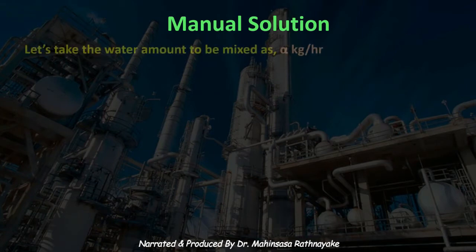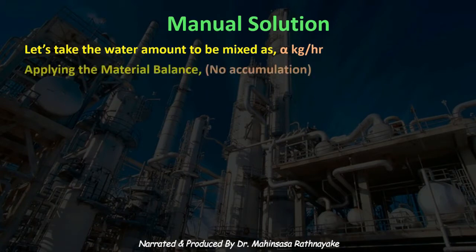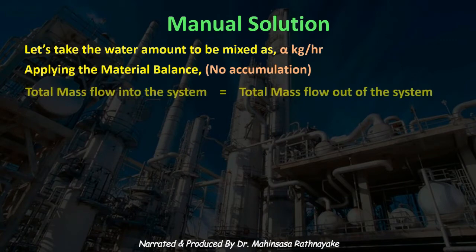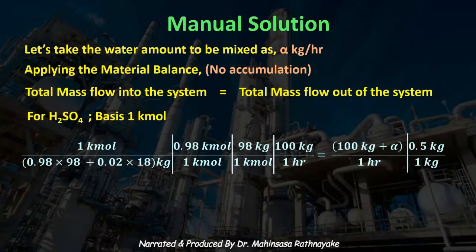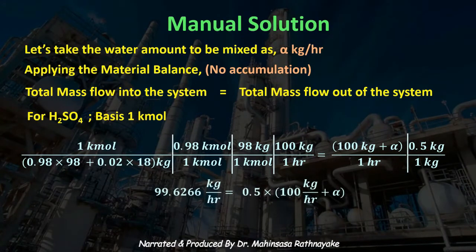Let's take the water amount to be mixed as alpha kilograms per hour. When we apply the material balance, we shall consider that there is no accumulation inside the mixer. Therefore, the total mass flow into the system should be equal to the total mass flow out of the system. If we apply the material balance for sulfuric acid, we get the final answer for the required mass flow rate of water as 99.253 kilograms per hour. Now, let's simulate this problem in Aspen Plus software and check whether the simulation results approximate the manual calculation result.